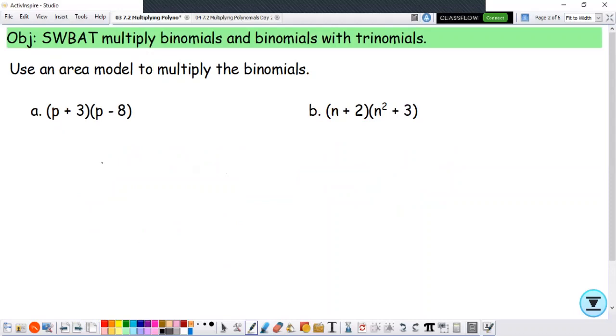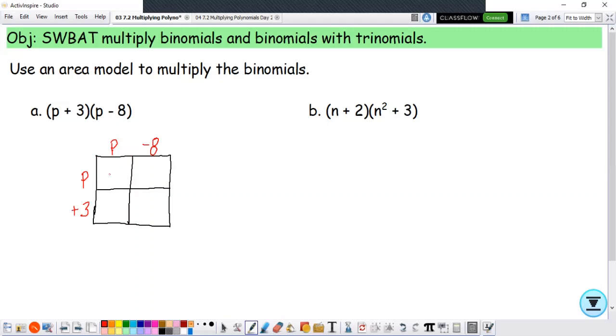So all you need to do is create a box, a lot of my students like to call it, with 4 regions if it's a binomial times a binomial. And along one side, write the terms of one binomial. And across the other side, write the terms of the other binomial. And then using the measurements of each side of each quadrant, multiply to find the area of each region.